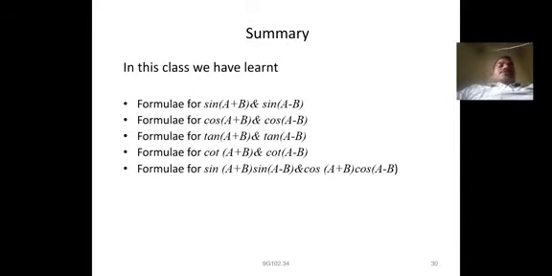Sin of a plus b into sin of a minus b is sin square a minus sin square b, or cos square b minus cos square a. Cos of a plus b into cos of a minus b is cos square a minus sin square b, or cos square b minus sin square a. These are the principles here.